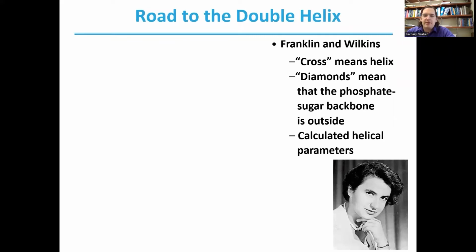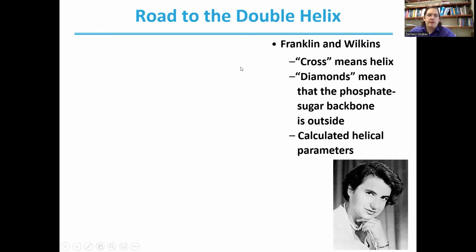So based on this X-ray diffraction experiment, they again proposed the cross meant the helix pattern of our DNA, while the diamond structures meant that the phosphate sugar backbone is on the outside, while the nitrogenous bases point to the inside. They're also able to calculate key details about the helix, such as the width and the length of the helix based on that X-ray diffraction pattern.